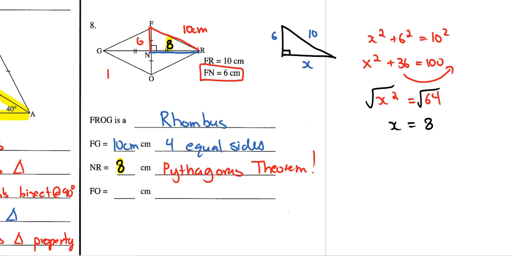And finally, FO. The last question here is not too bad. We know that FN is going to be 6, so that means that these sides are equal, so this has to be 6 as well. So FO is going to be 6 plus 6, which is going to be 12 centimeters. Okay, and there we go.